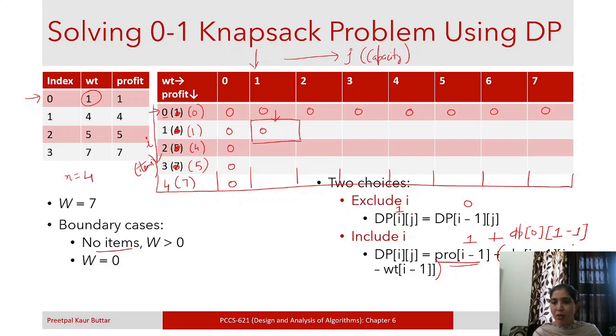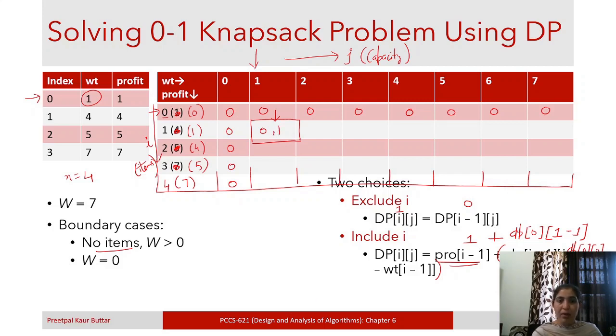So no weight is left. It means dp[0][0]. What is dp[0][0]? dp[0][0] is 0. So total profit which you will earn by picking this item will be 1 plus 0, that is 1.